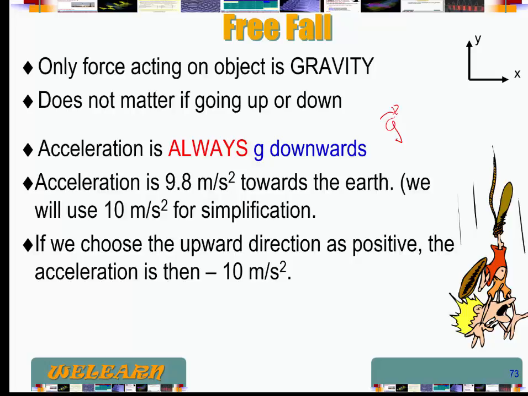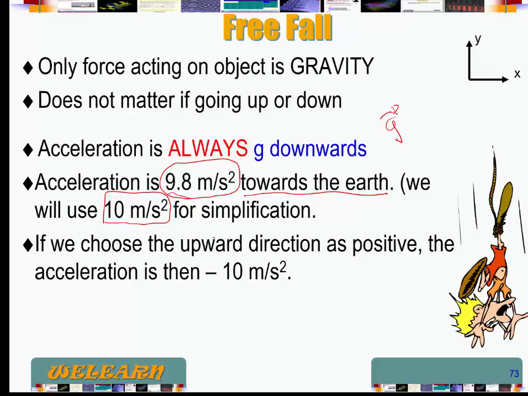Now, the value for g, when we express it in meters per second squared, at sea level is 9.8 meters per second squared. That's the magnitude. The direction is towards the Earth. In most of the problems, we'll be using 10 meters per second squared for simplification. In questions, you'll be told if it is either 10 or 9.8.